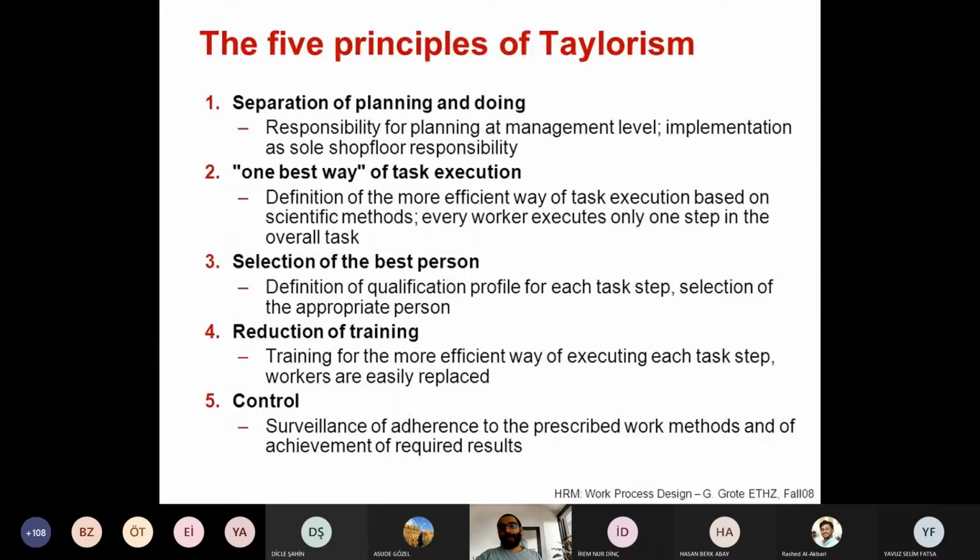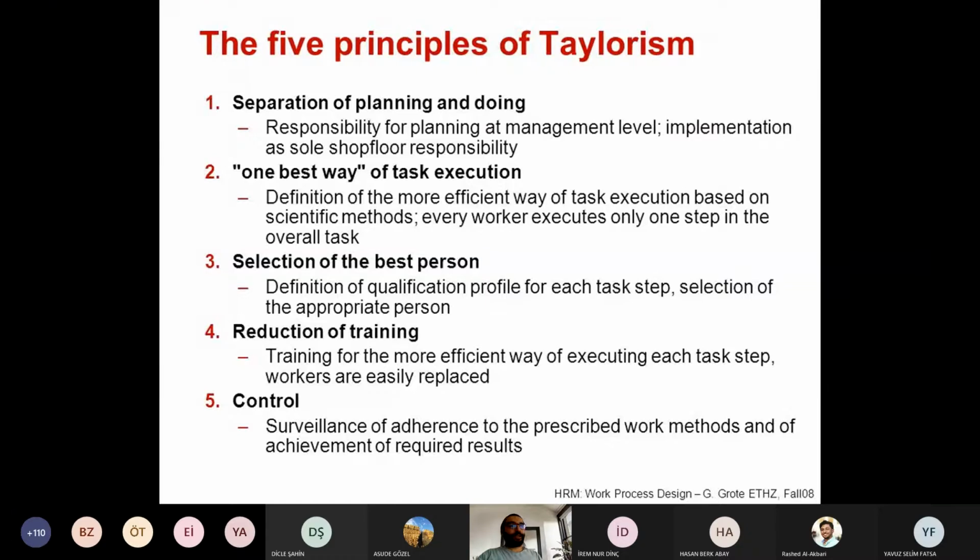First of all, separate the planning and the doing, okay? Planning must be done at the management level, at the top level, and the implementation, doing the job, should be done by the workers at the low level. He said that there will be a separation, right? And one best way of task execution: you need to define the most efficient way to realize the tasks, based on scientific methods. So every worker executes only one step in the overall task.